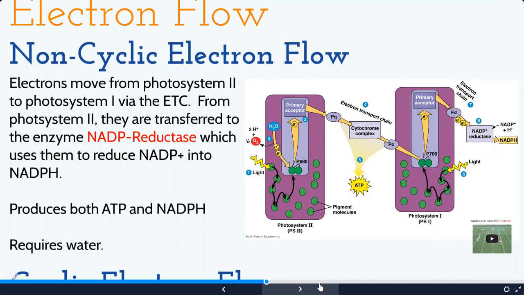All right. So the electrons are traveling down the ETC, but kind of at the end of it, they do get transferred to this enzyme. You don't have to know the name of it, but this enzyme will reduce NADP+ to become NADPH. So the other product of this reaction is NADPH in addition to the ATP. The NADPH will carry those hydrogens onto the Calvin cycle.